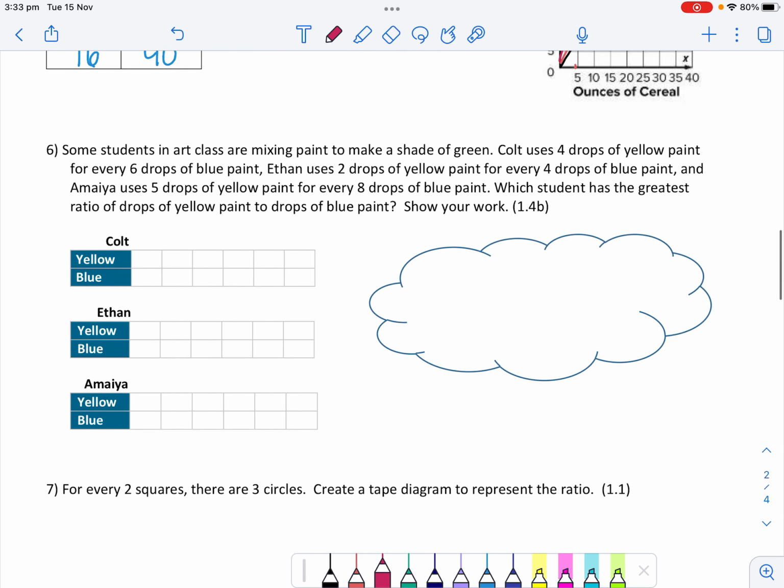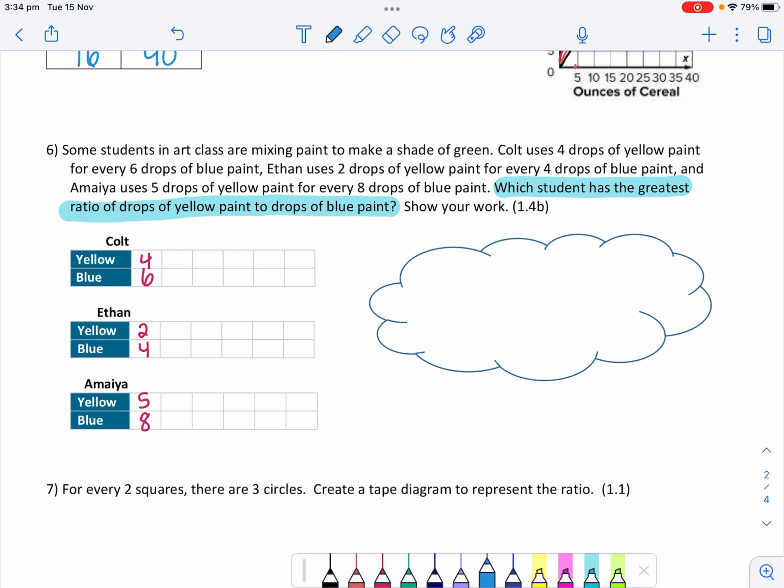Number 6 says some students in art class are mixing paint to make a shade of green. Colt uses 4 drops of yellow for every 6 drops of blue. Ethan uses 2 drops of yellow for every 4 drops of blue. And Amaya uses 5 drops of yellow for every 8 drops of blue. Which student has the greatest ratio of drops of yellow to drops of blue? That means which paint is going to be the most yellow.